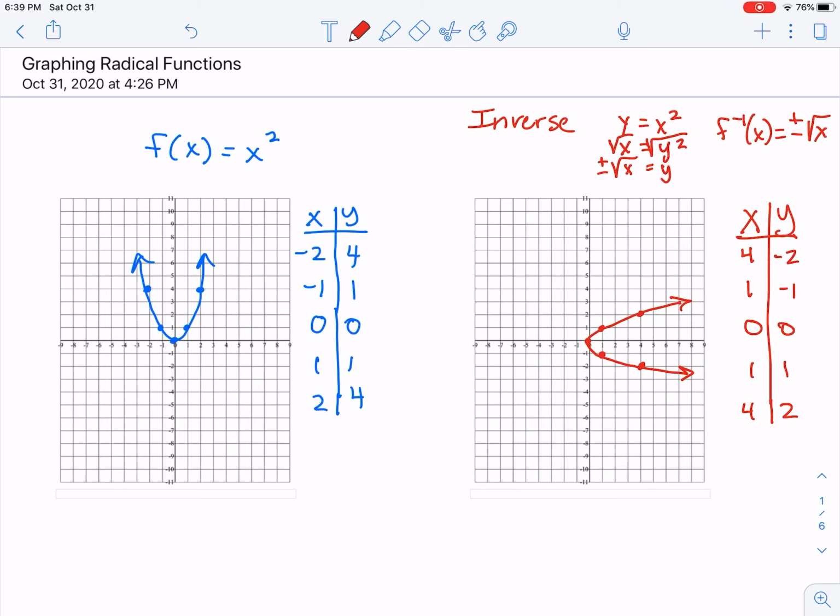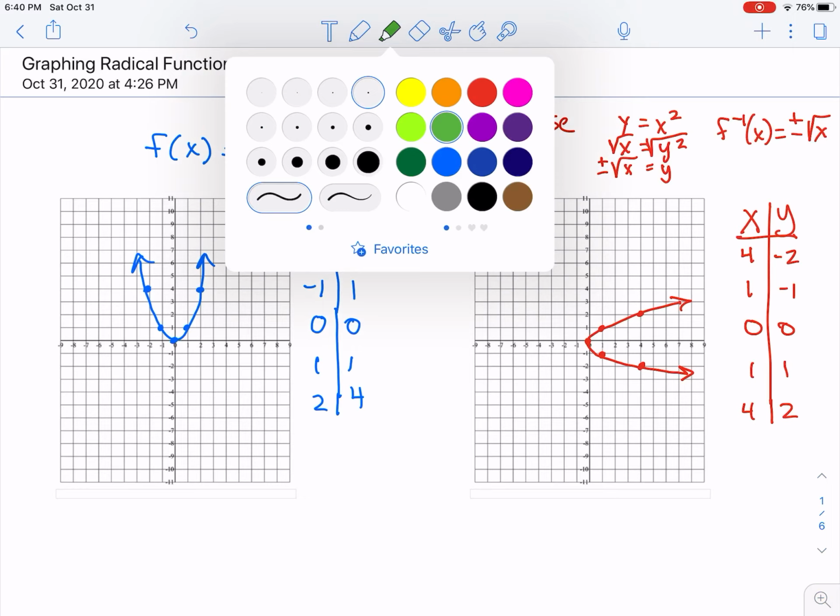So here's what I know, that f of x equals x squared, well, that's a function. It passes the vertical line test. However, the inverse is not a function. So in order to make both of these a function, I need to restrict the domain. Okay, let me show you what that means.